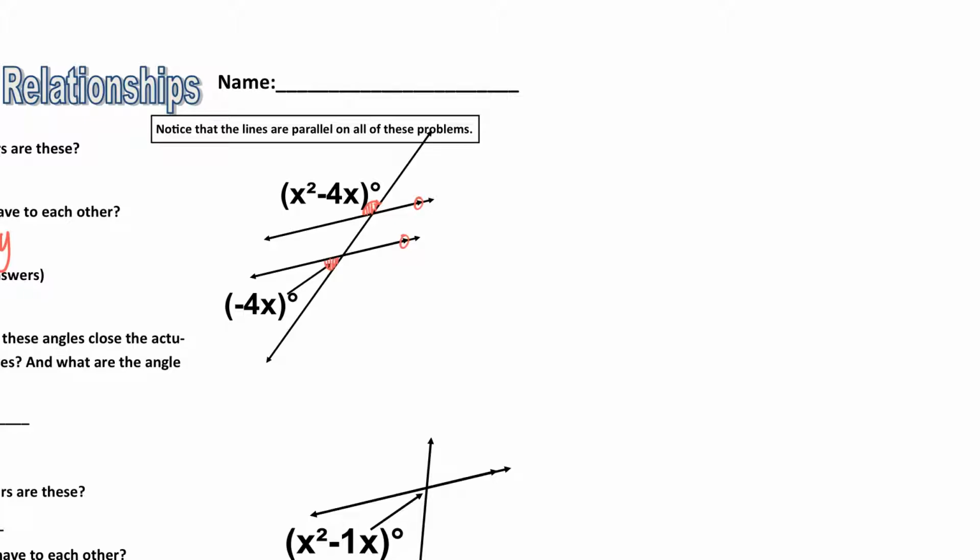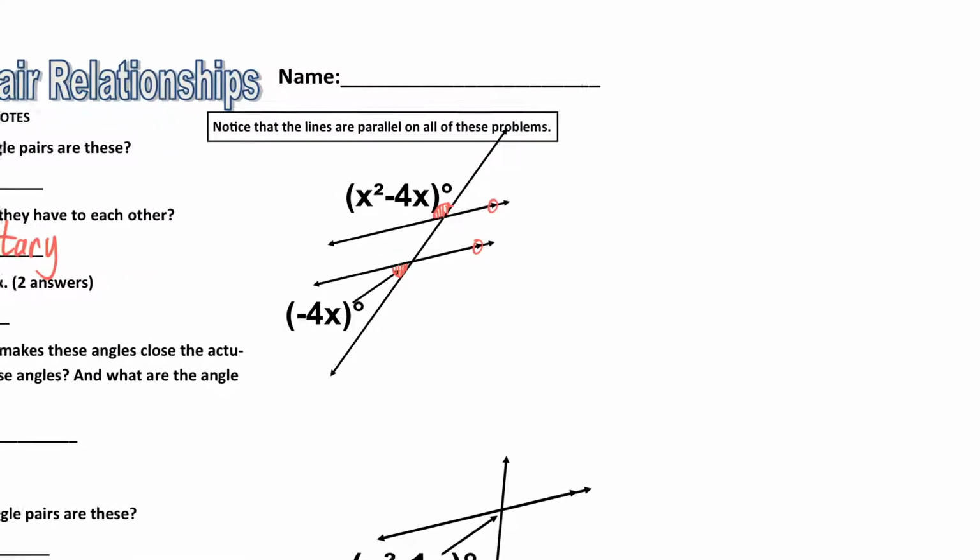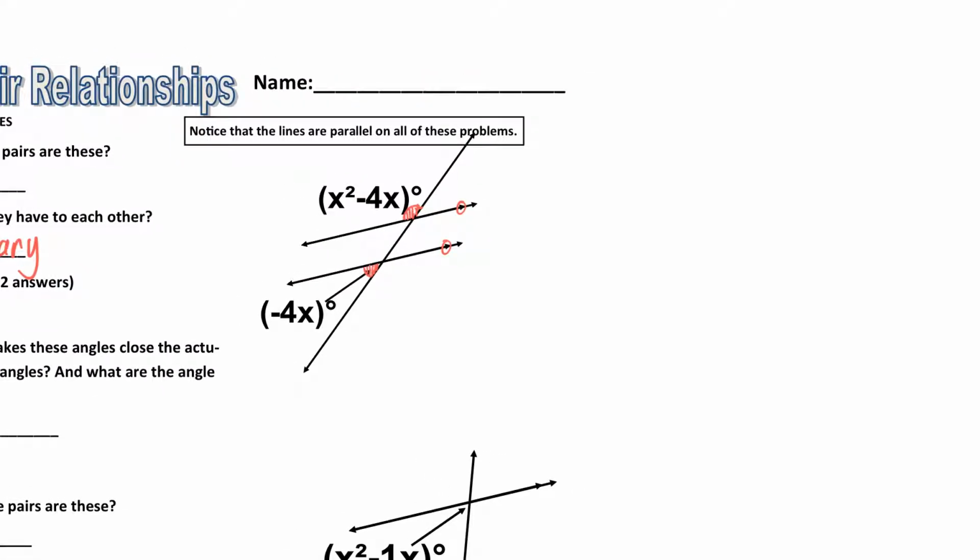All right. So to write the equation, how do you think we would write this out? x squared minus 4x equals 180. Okay, x squared minus 4x, that's that obtuse angle, plus, how big is the other angle? Negative 4x. I'm just putting these in parentheses so you can see the difference between them. So together those equal what? 180.